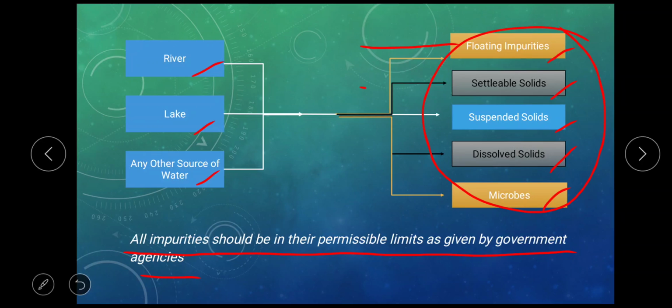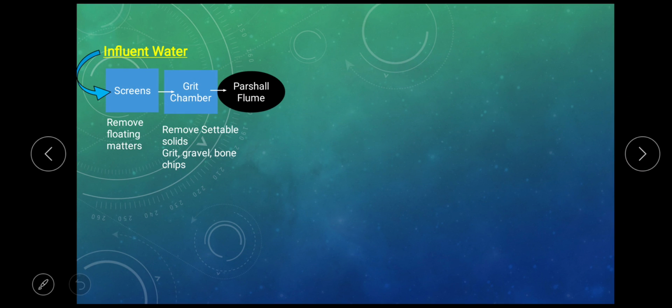Grit chamber can remove the settleable solid. Primary sedimentation tank, or sedimentation added with coagulation, can help in removing the suspended solid. Dissolved solid can be removed by filter, and disinfection kills all sorts of microorganisms. So let's discuss the conventional water treatment plant.